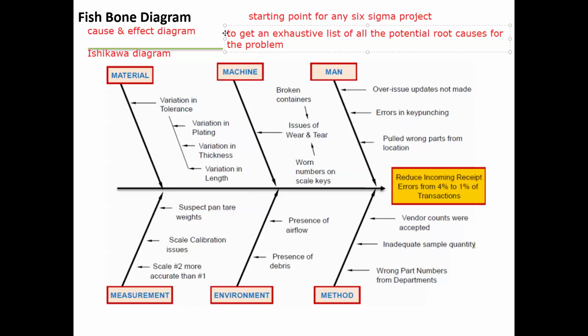At the end of this, typically if you do a fishbone diagram in an effective manner, you may get around 40 to 60 potential root causes for the problem. And that will be the starting point for doing further analysis.